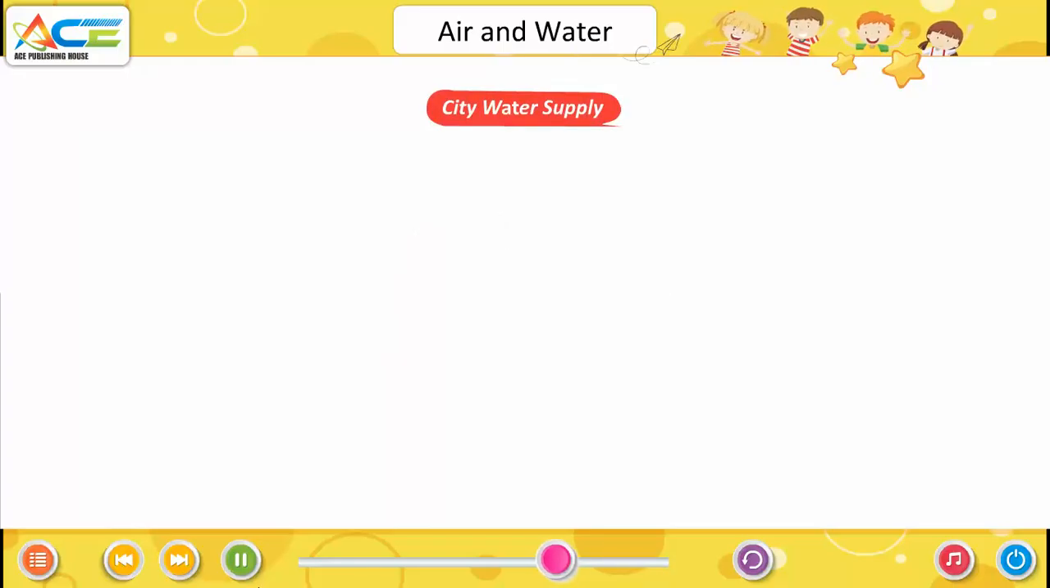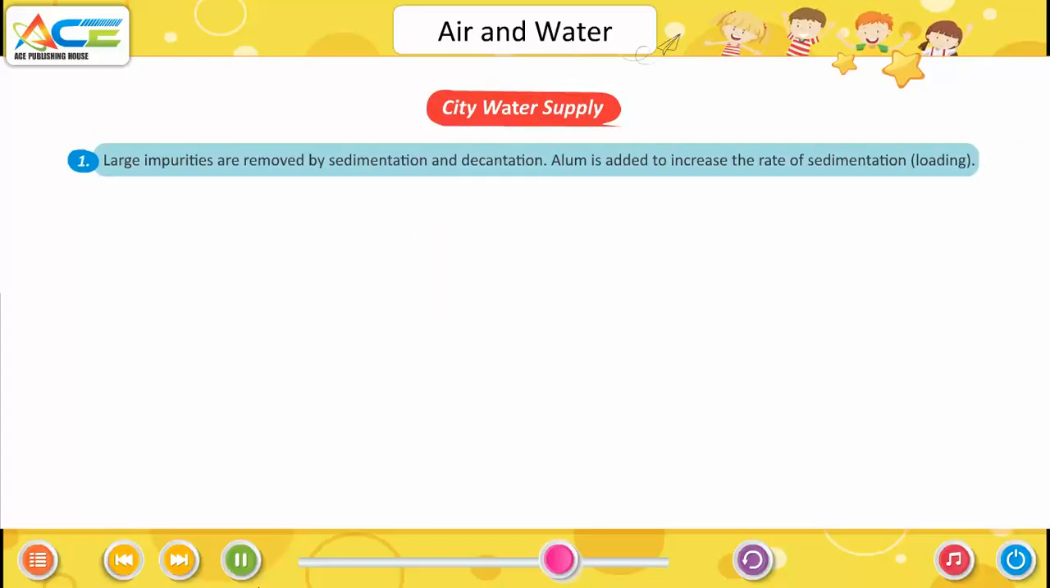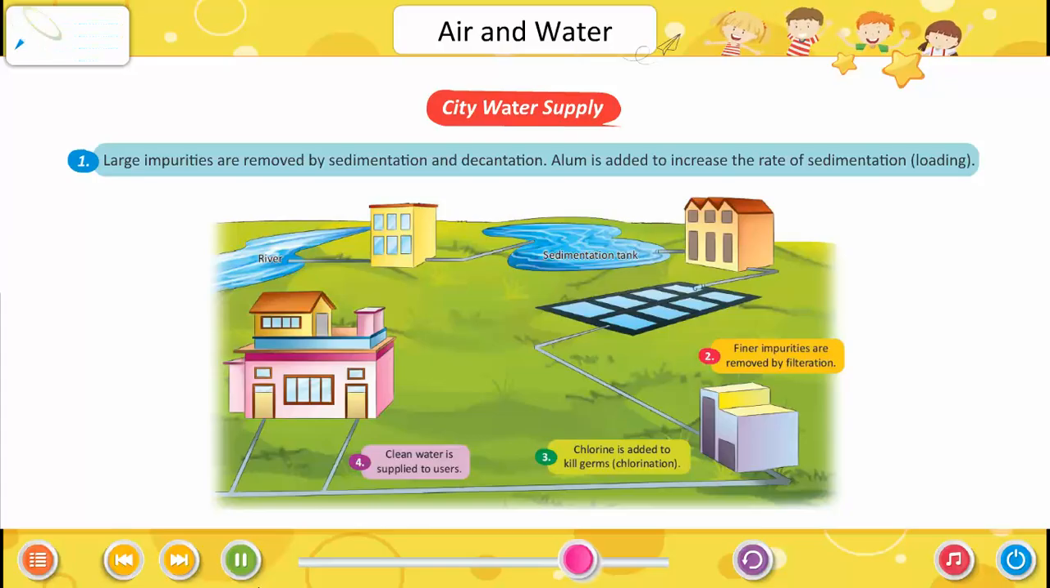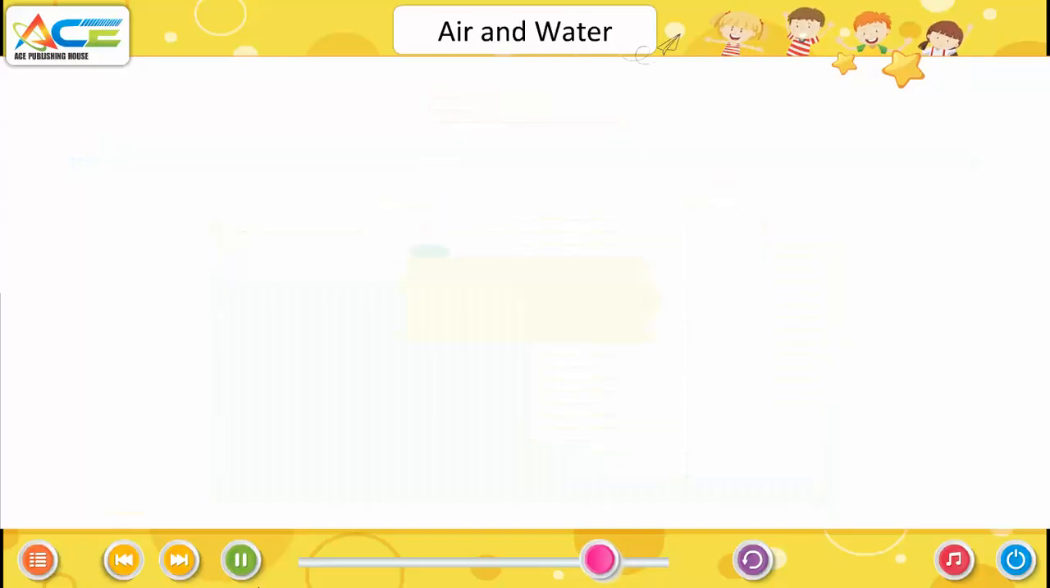City water supply. Large impurities are removed by sedimentation and decantation. Alum is added to increase the rate of sedimentation. Loading. Clean water is supplied to user. River. Sedimentation tank. Chlorine is added to kill germs. Chlorination. Finer impurities are removed by filtration.